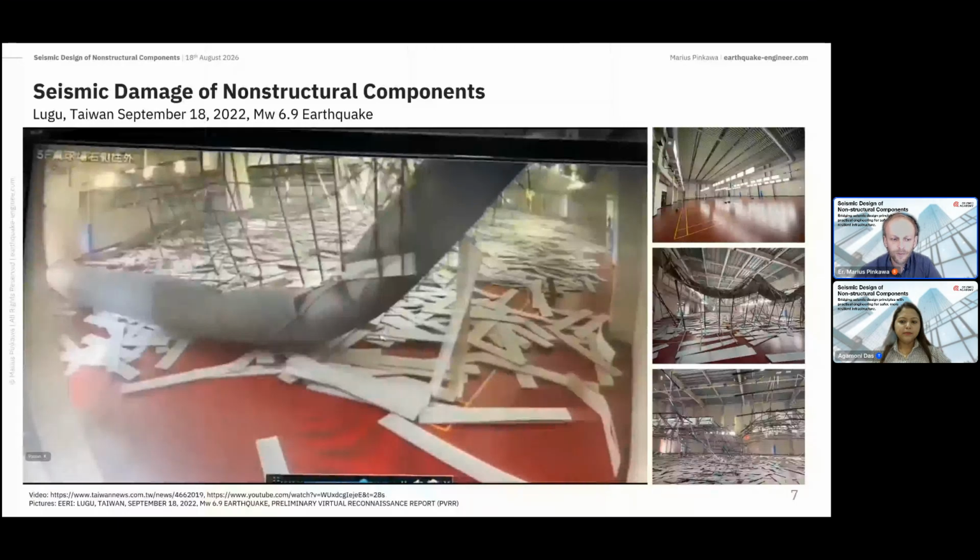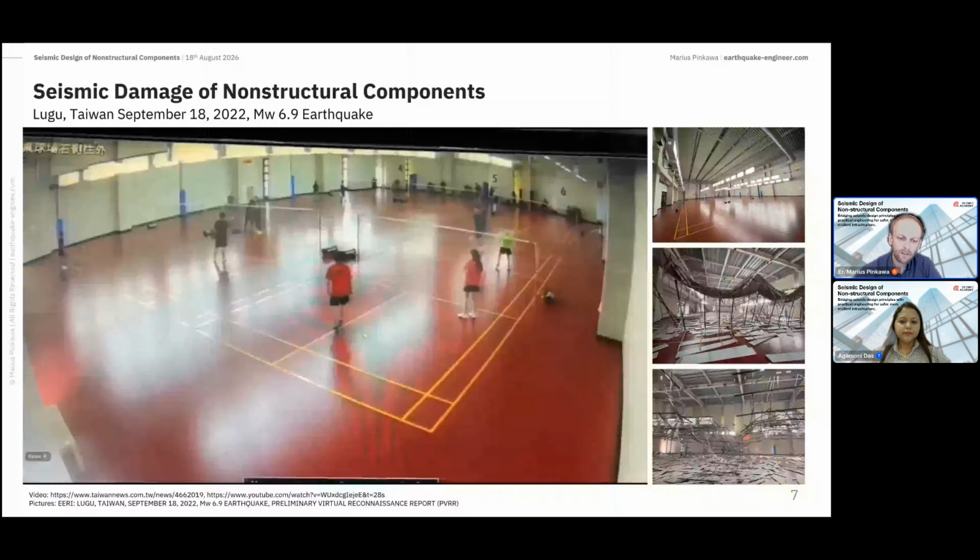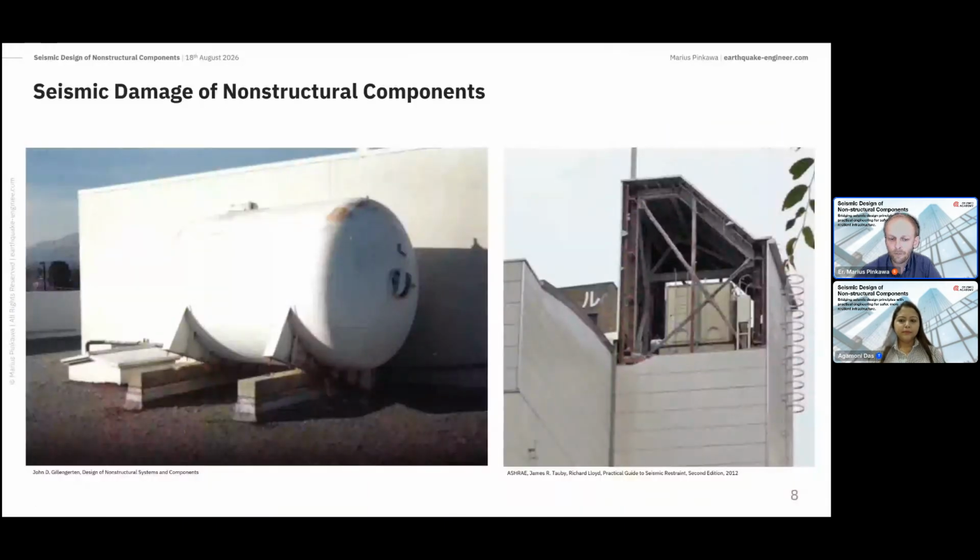So, some other damage pictures. The main thing we need to do is the anchorage of the non-structural component, because it will have some inertial force impact on it, and then we need to provide anchorage so it doesn't slide or topple over or fall down, like for example in this case.